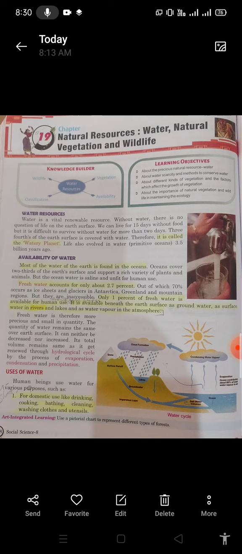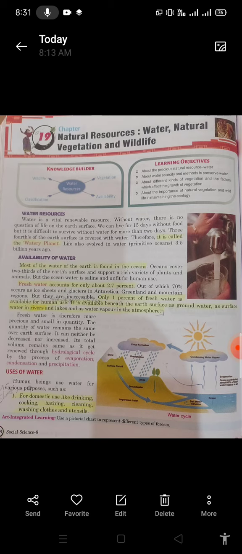Now, availability of water. Most of the water of the earth is found in oceans. Oceans cover 2/3 of the earth's surface and support a rich variety of plants and animals. But ocean water is saline and unfit for human use. Freshwater accounts for only about 2.7%, out of which 70% occurs as ice sheets and glaciers in Antarctica, Greenland, and mountainous regions. Only 1% of fresh water is available for human use. It is available beneath the earth's surface.